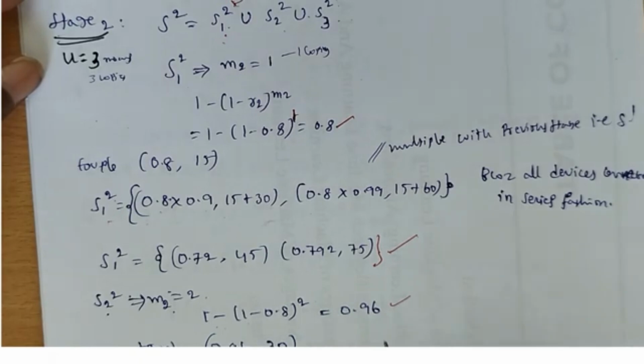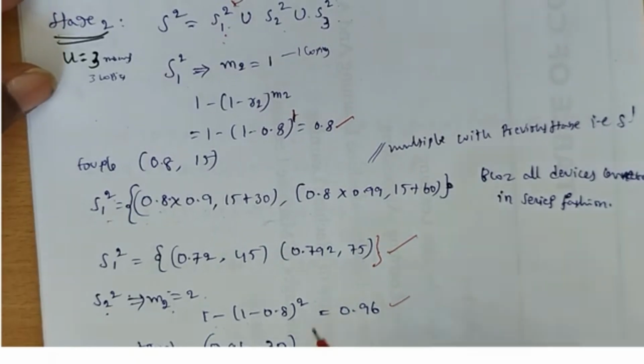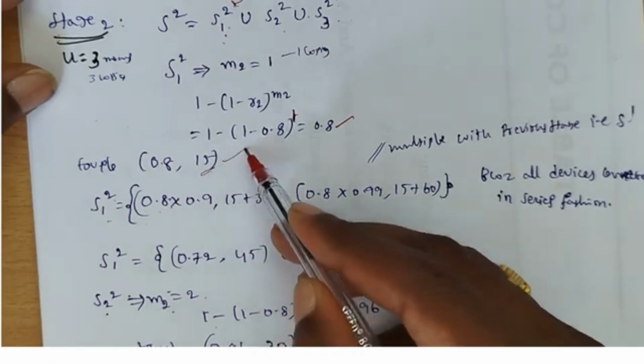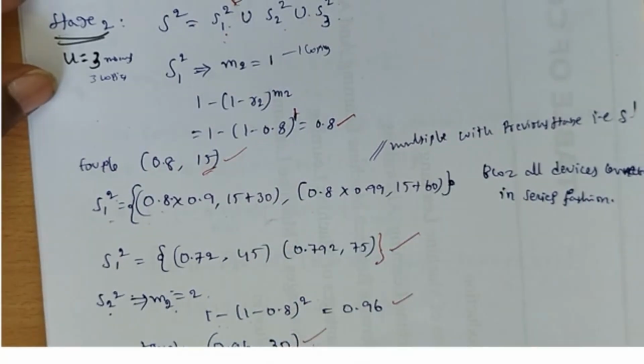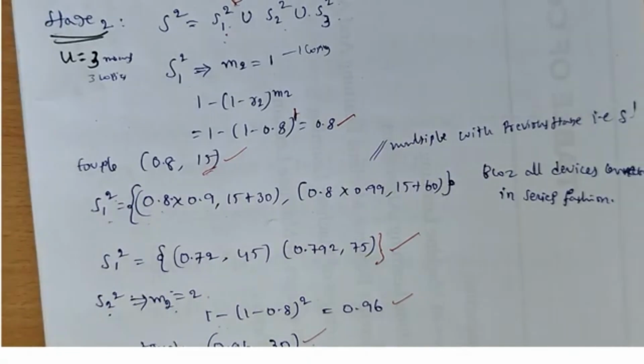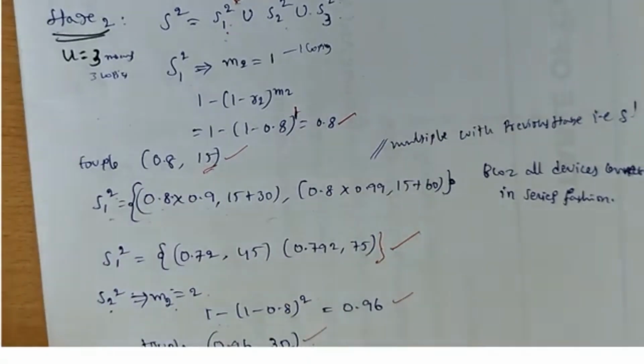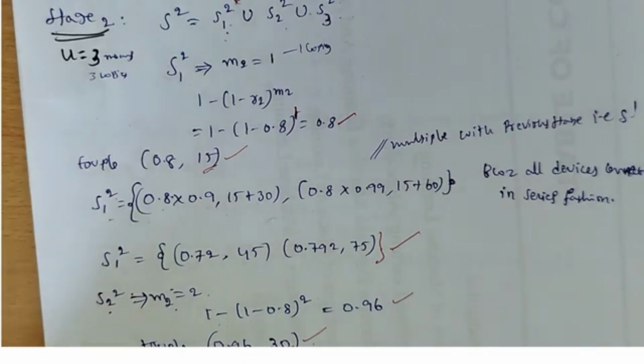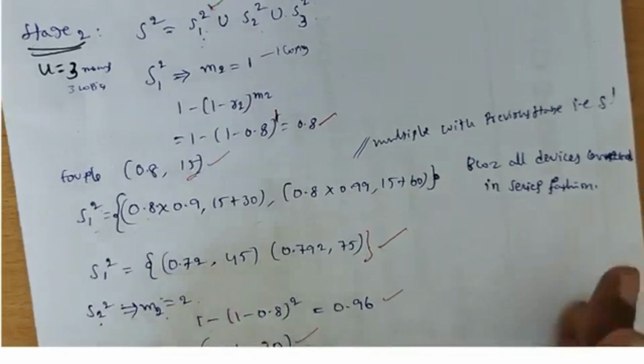0.96 comma 30. Why are we taking 30 here? Why are we taking 15 here? Because with only one device it is 15, here there are two devices, so we take 15 plus 15 equals 30. The same equation we perform for s2 square, and this is the tuple we get here.